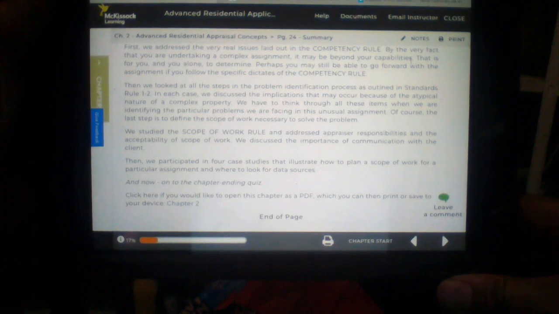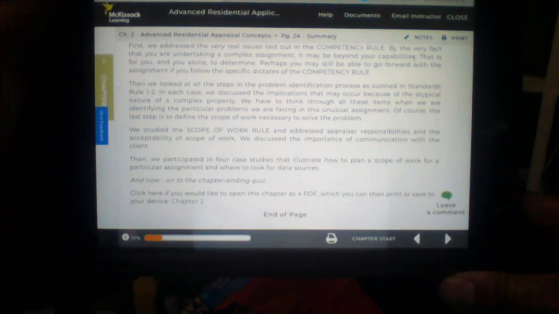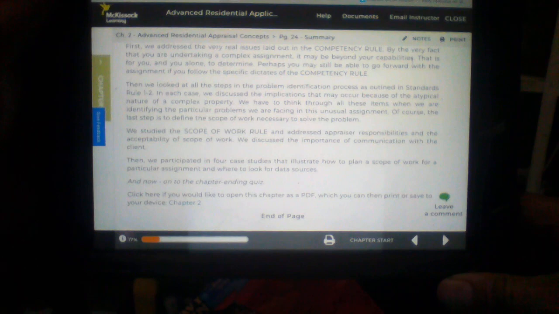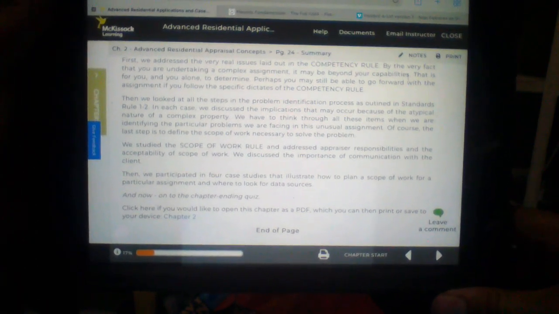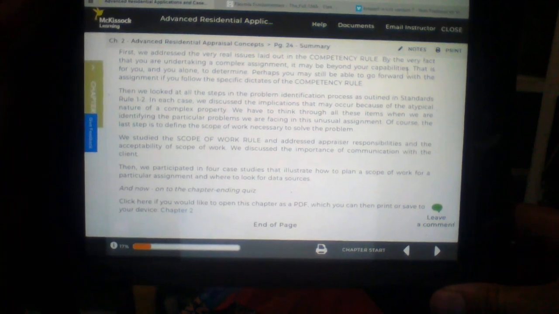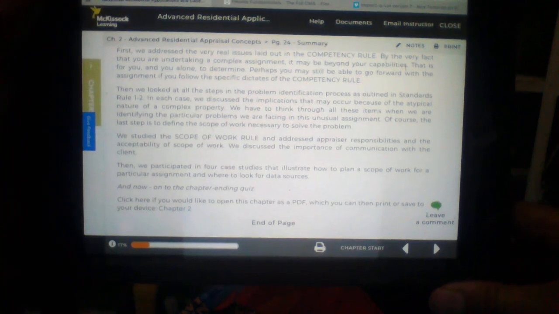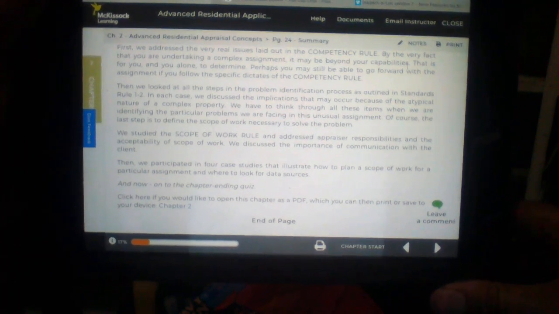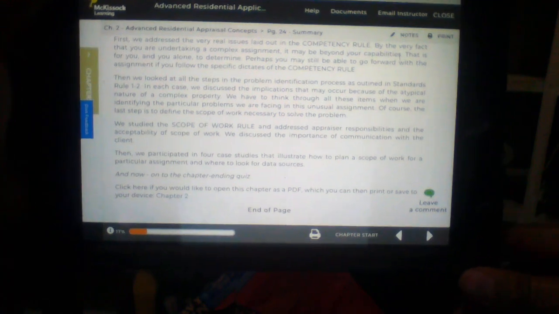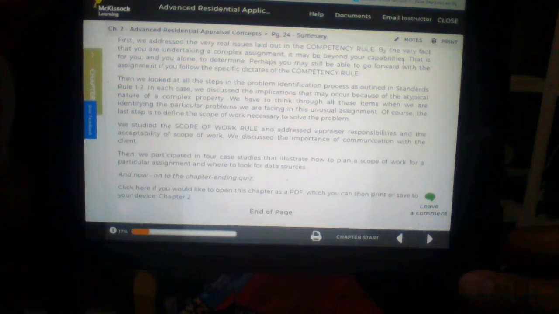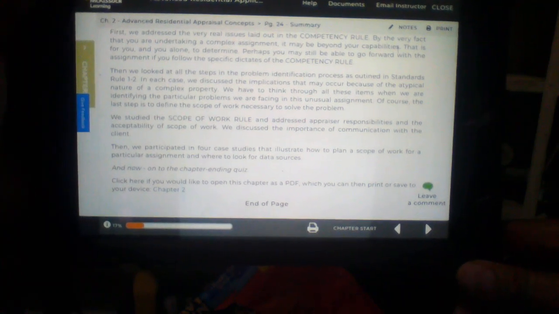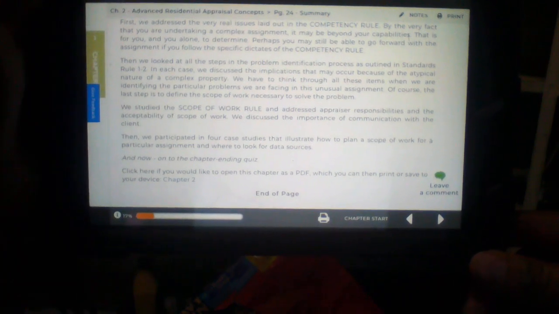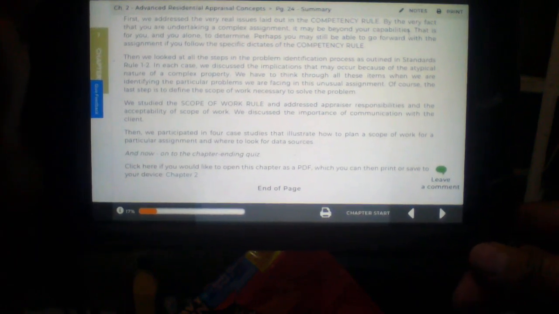We studied the scope of work rule and addressed appraiser responsibilities and the acceptability of scope of work. We discussed the importance of communication with the client. Then, we participated in 4 case studies that illustrate how to plan a scope of work for a particular assignment and where to look for data sources. And now on to the chapter ending quiz. Click here if you'd like to open this chapter as a PDF.